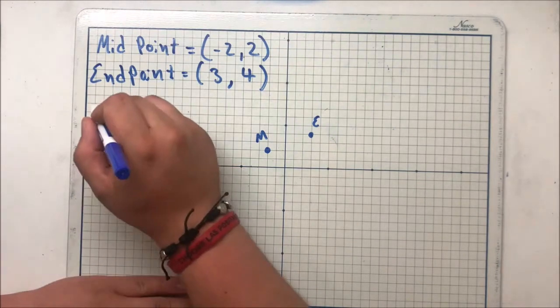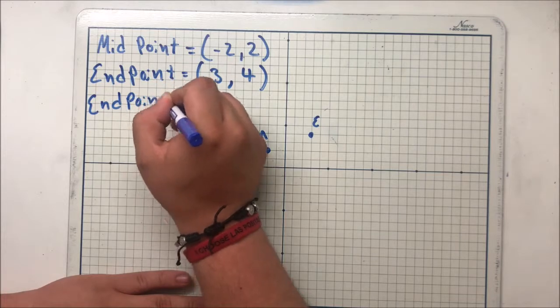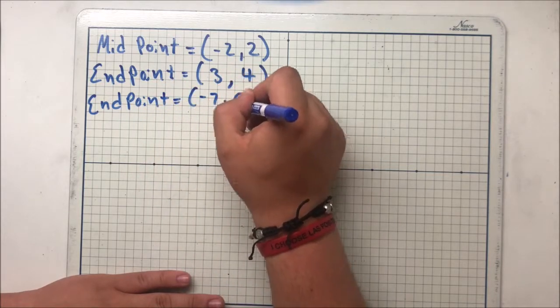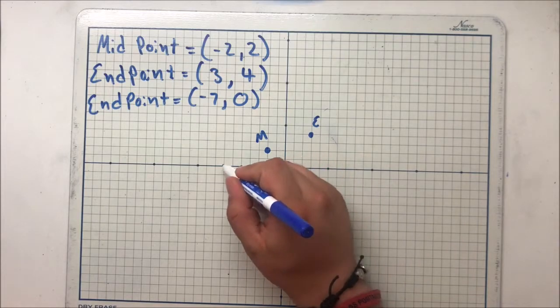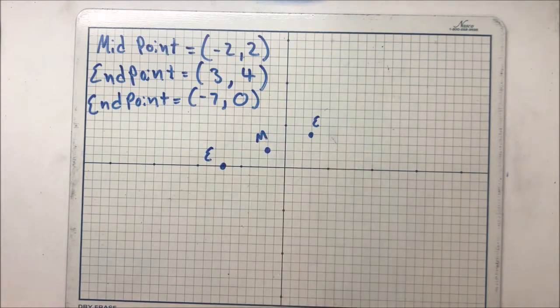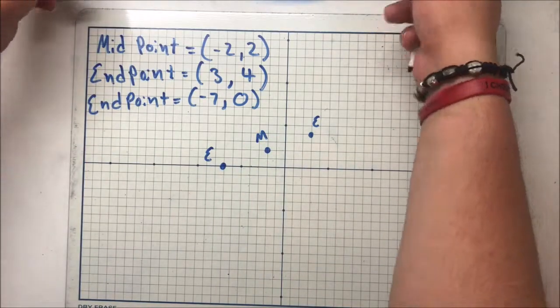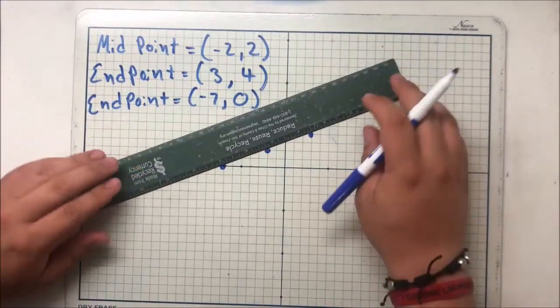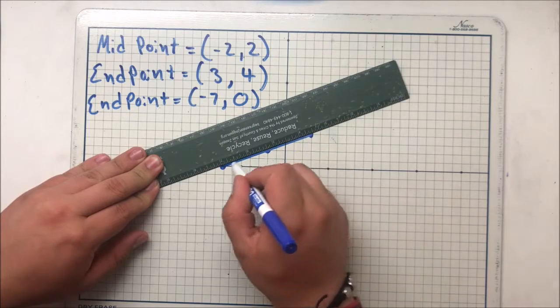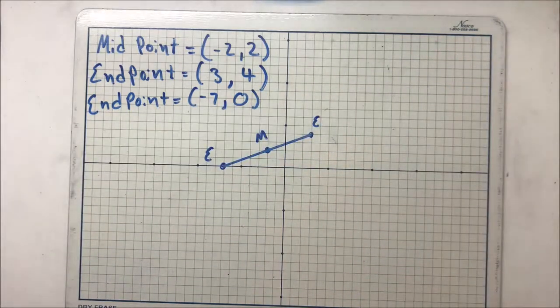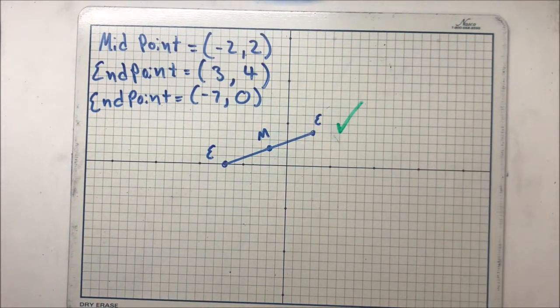Now that we have the last point, we finally graph it. If you graph all 3 points and they make a straight line, that's when you know you did it right.